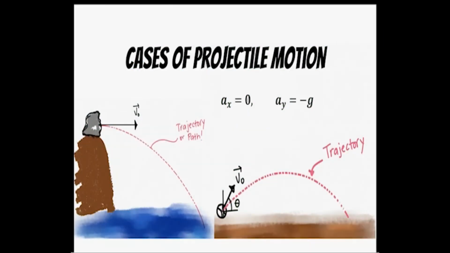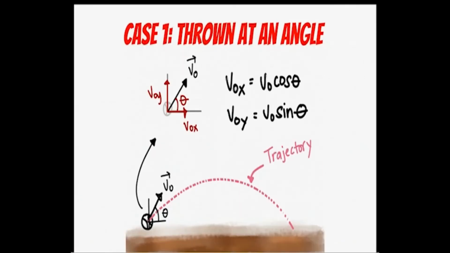Now, let's express all the vector relationships of a projectile's position, velocity, and acceleration by evaluating different cases of projectile motion. However, in each case, the components of the acceleration vector are the following. A sub x, or the acceleration along the x-axis, is equal to 0. And A sub y, or the acceleration along the y-axis, is equal to negative g, or negative acceleration due to gravity. The first case in projectile motion is when the projectile is thrown at an angle.